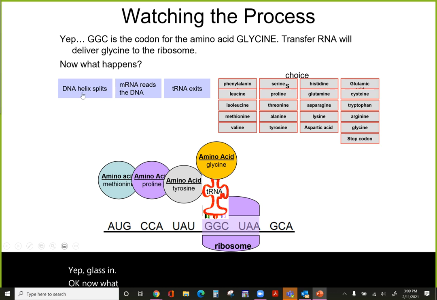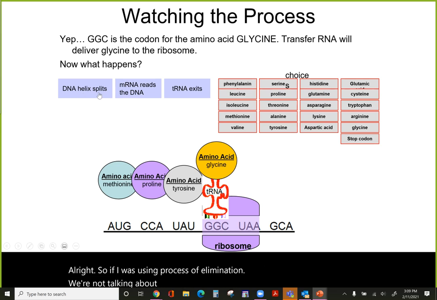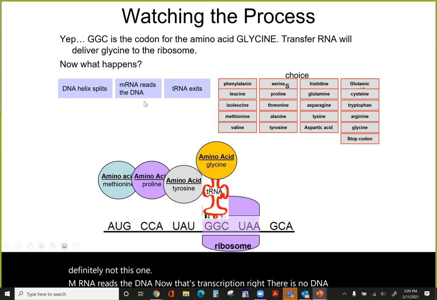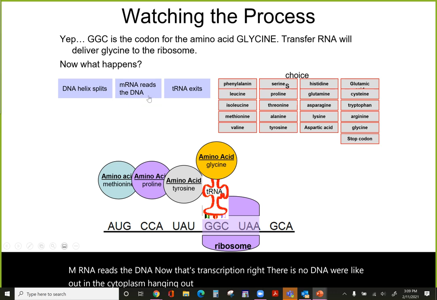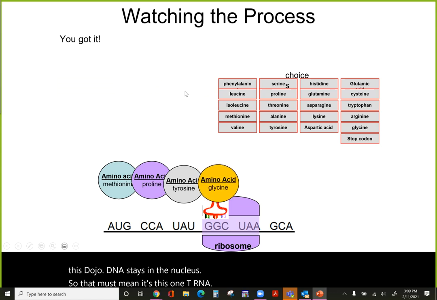We have three choices. DNA helix splits. mRNA reads the DNA. Or the tRNA exits. If I was using process of elimination, we're not talking about DNA at all, right? We're talking about RNA, so it's definitely not the first one. mRNA reads the DNA? No, that's transcription. There is no DNA. We're out in the cytoplasm, hanging out with the ribosome. DNA stays in the nucleus. So that must mean it's the tRNA exits. Surprise.